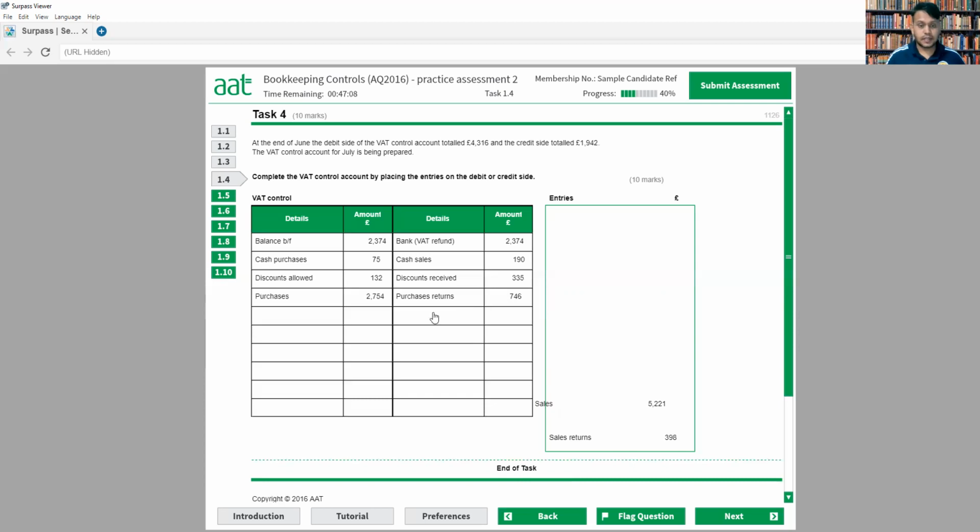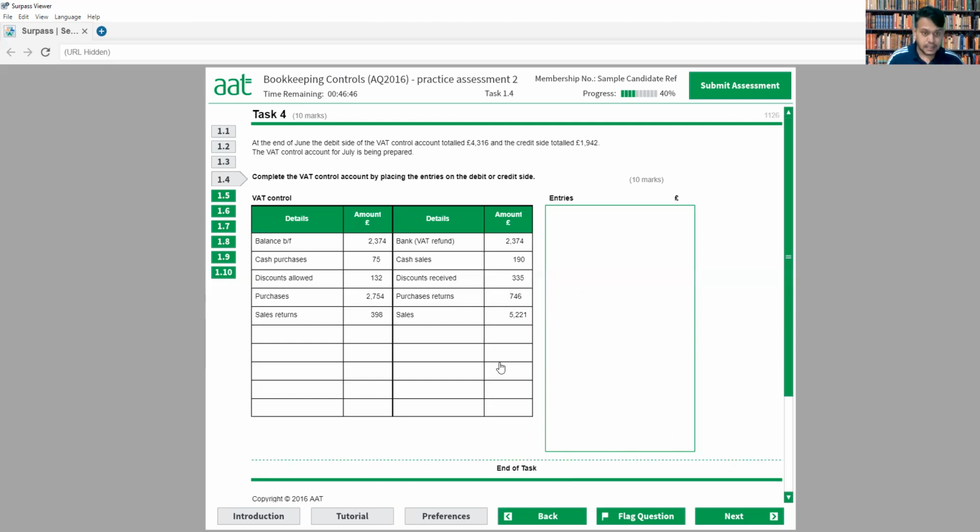Sales is always a credit because if you make a sale, you have to pay the VAT to HMRC. Sales return is a debit because if the customer returns to you, you're not going to pay the VAT. For example, even if you already paid the VAT, after a few weeks or months, if the customer returns to you, you have to tell HMRC, listen, the customer returned to me, so it's not my actual sales. Can I have my VAT back?